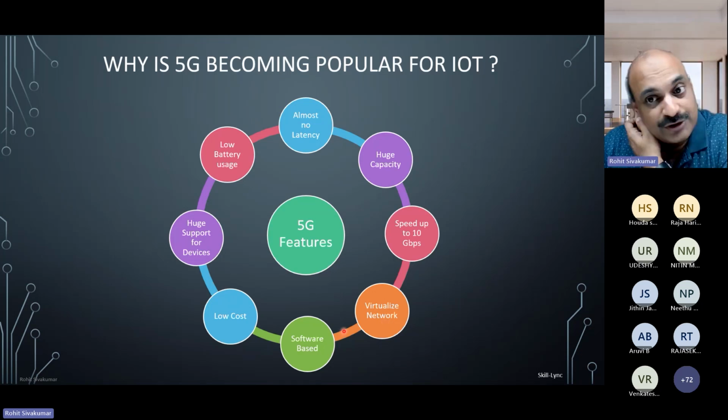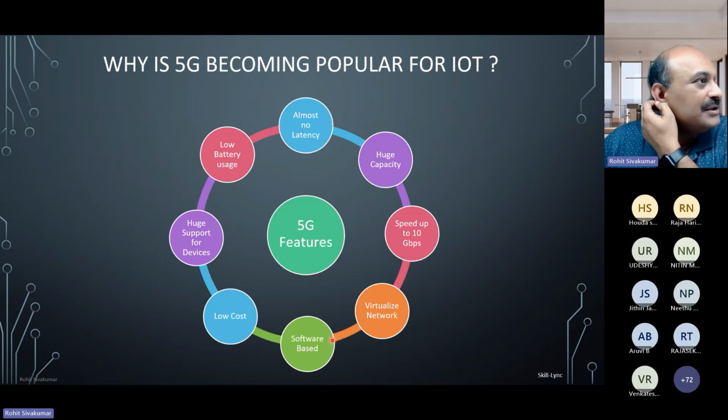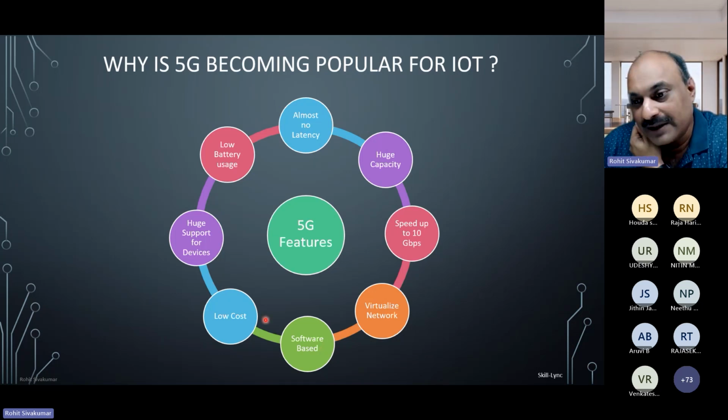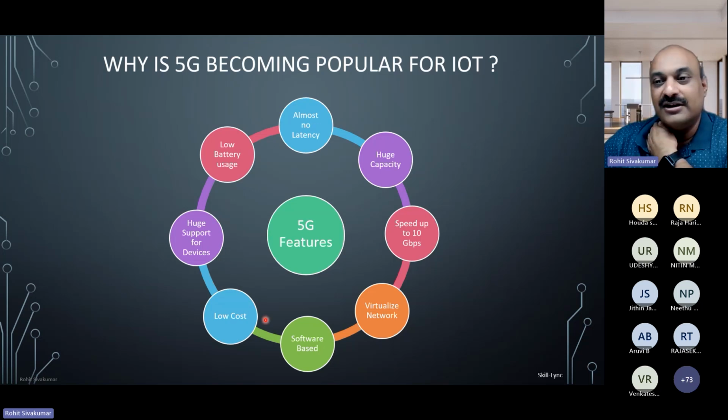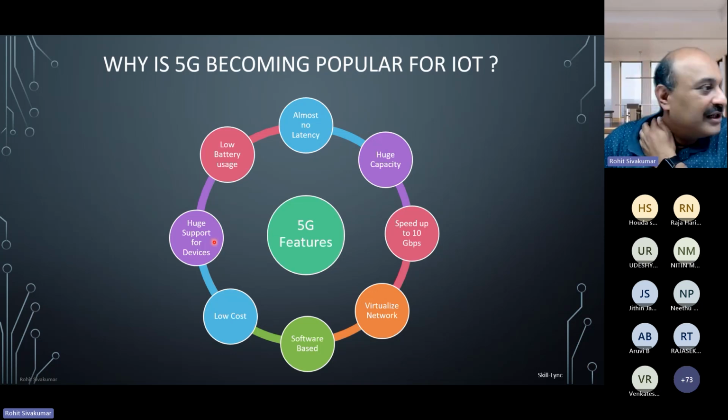It's all software based, which means a lot of things can be enabled in 5G using software tech. It's low cost. Although the price seems to be costlier than 4G, eventually this will enable getting us very low cost data rates. There's also huge support that's building around the ecosystem that supports 5G.